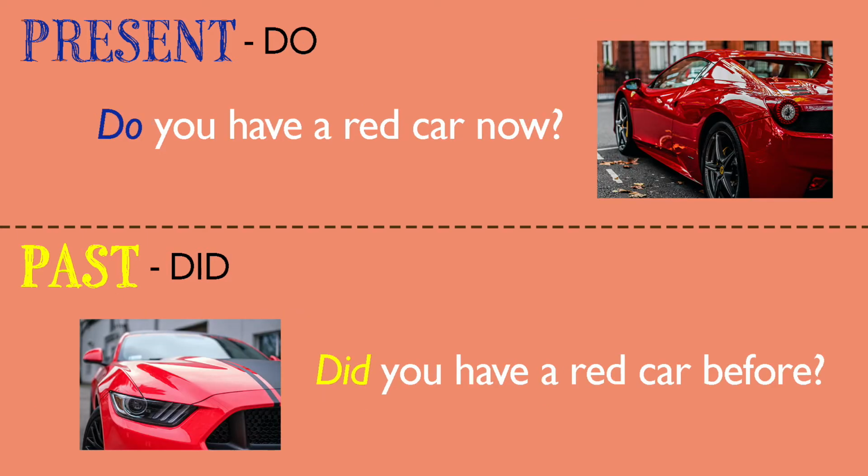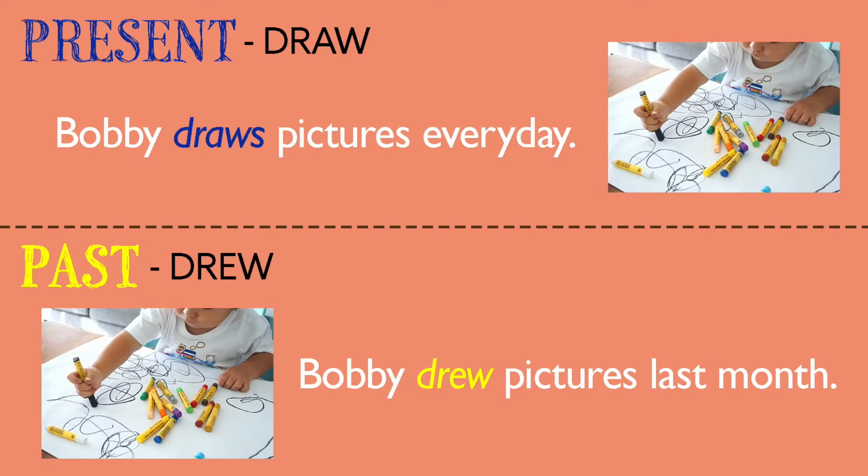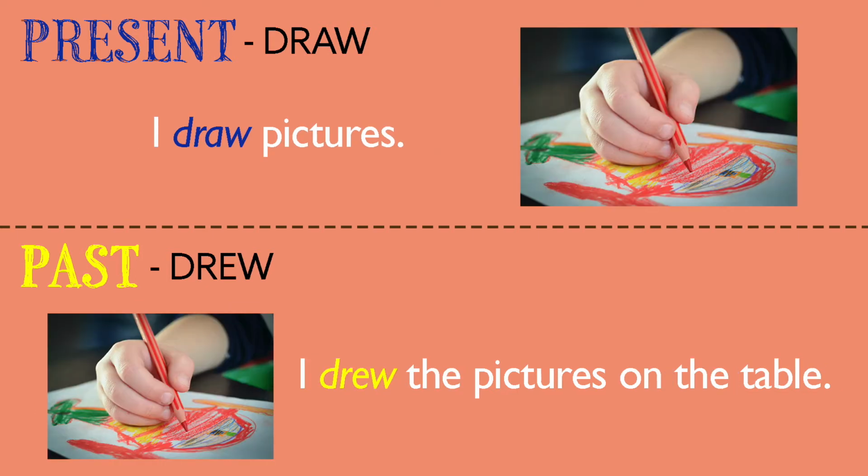Do. Do you have a red car now? Did. Did you have a red car before? Draw. Bobby draws pictures every day. Drew. Bobby drew pictures last month. Draw. I draw pictures. Drew. I drew the pictures on the table.